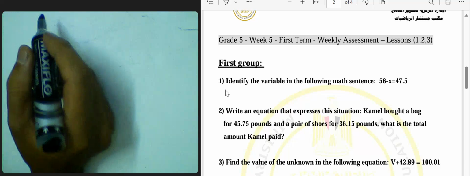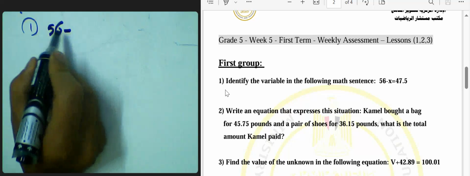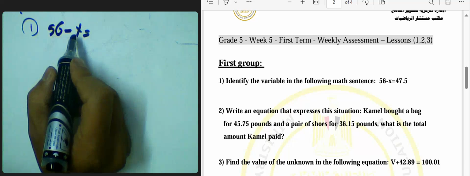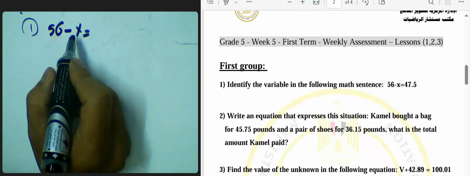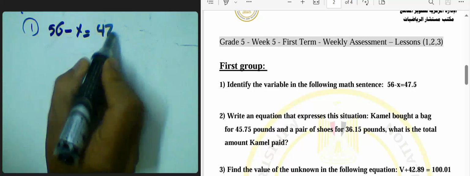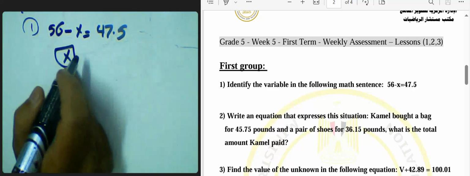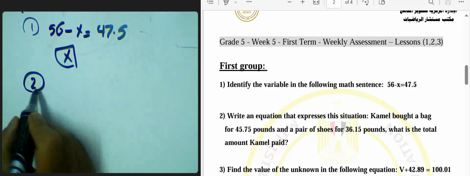Weekly assessment. Number 1. Identify the verbal of the following math sentence. Question number 1. 56 minus x equals 47 and a half. Here I want to find the verbal, it will be x, kids. Verbal: x.